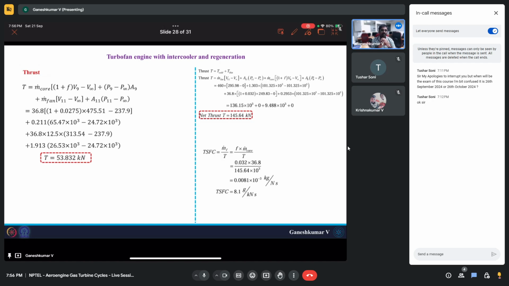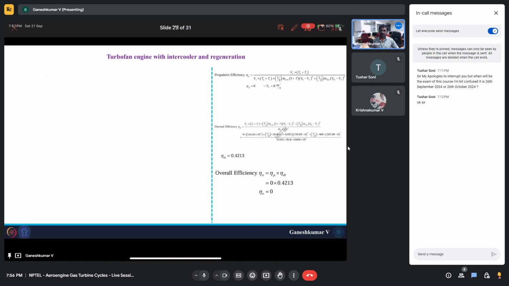So for Mach number 0.8, the velocity with which the engine flies is 237.9 meters per second. If you substitute those numbers here, you will end up having thrust of 53.832 kilonewtons. The next performance parameter that we have is TSFC. If you calculate the TSFC, it comes around 17.8 grams per kilonewton per second. So this is the TSFC that we got for this engine at flight condition.